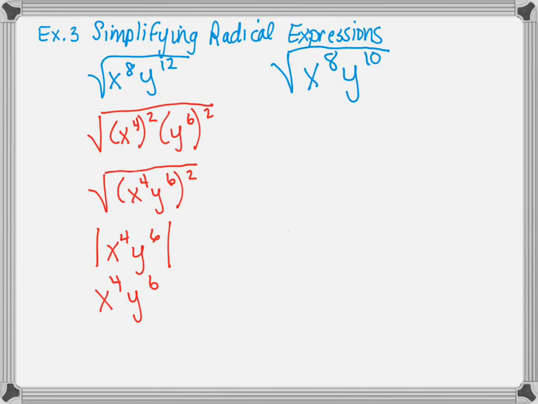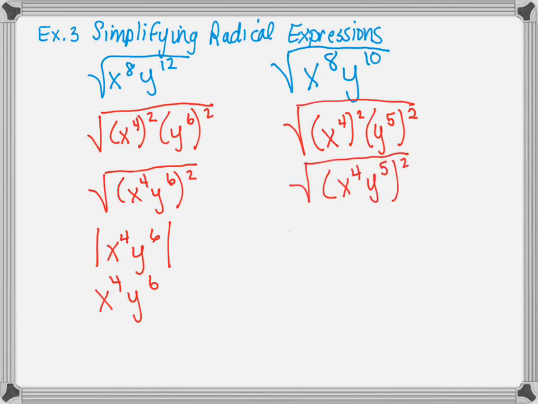Now let's look at a slight variation. What if it were the square root of x to the 8th, y to the 10th? So I changed the exponent on the y term. Well, following the same steps, I can write x to the 8th as x to the 4th squared. Y to the 10th, I can write as y to the 5th squared. Again, we're looking for quantities we can square because we have a square root.